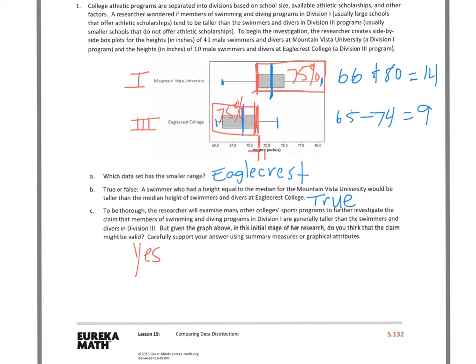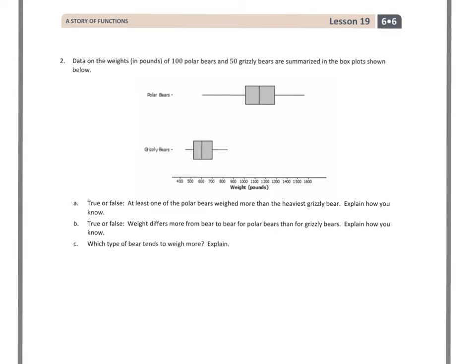So let's go over to page 2. Here we are on page 2, and we have the data on the weights of 100 polar bears and 50 grizzly bears below. So we'll start with these, and we have some true-false.